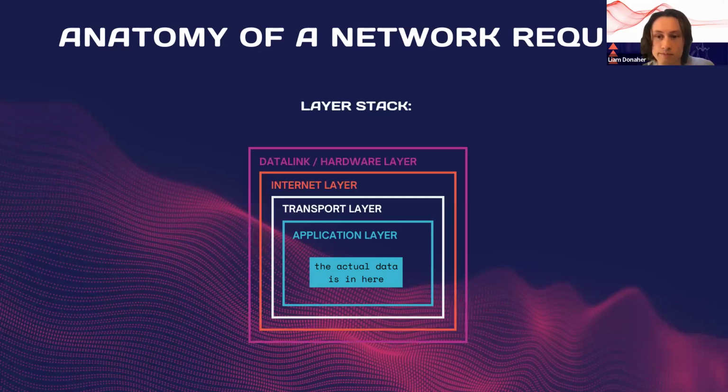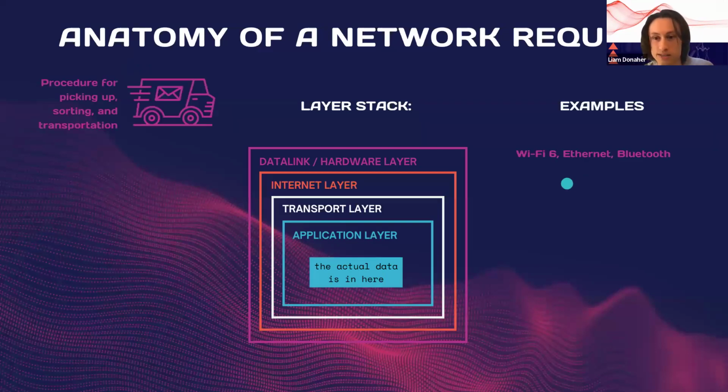So from top to bottom, we have the hardware layer, the internet layer, transport layer, and then the application layer. Each of these headers will be added on sequentially as the data is prepared for travel over the internet and then taken off in reverse when the data finally reaches its destination.